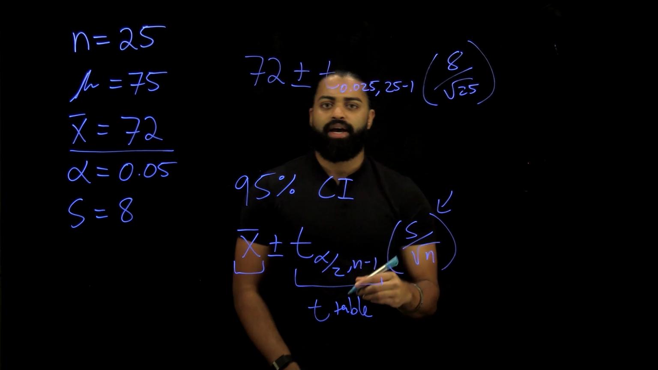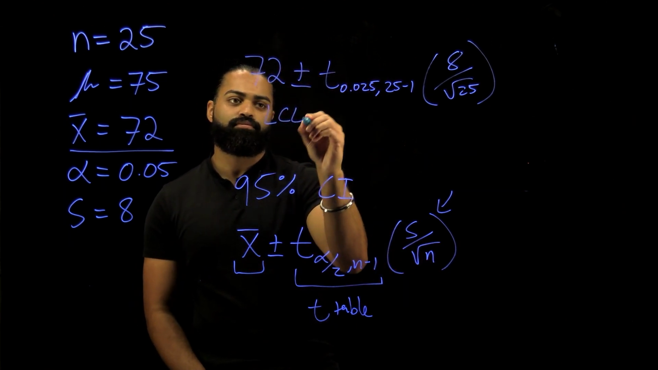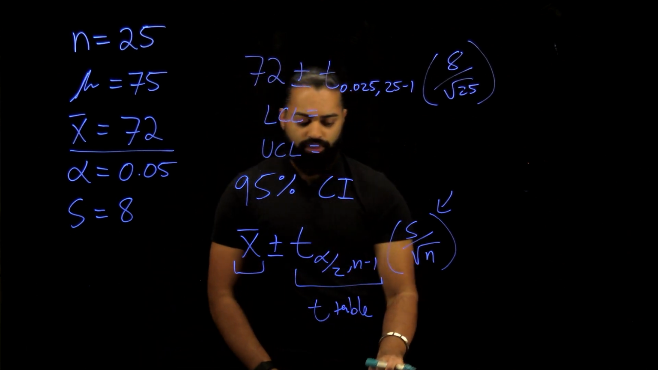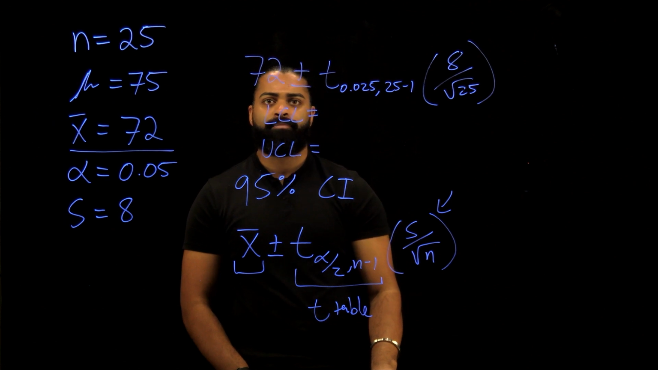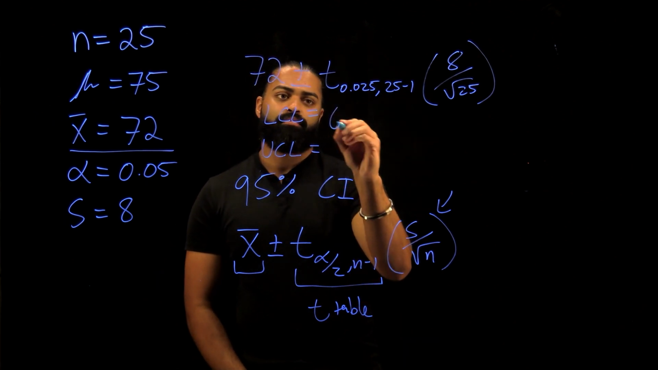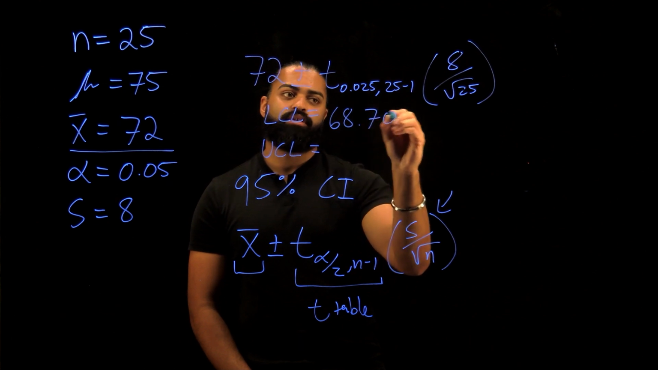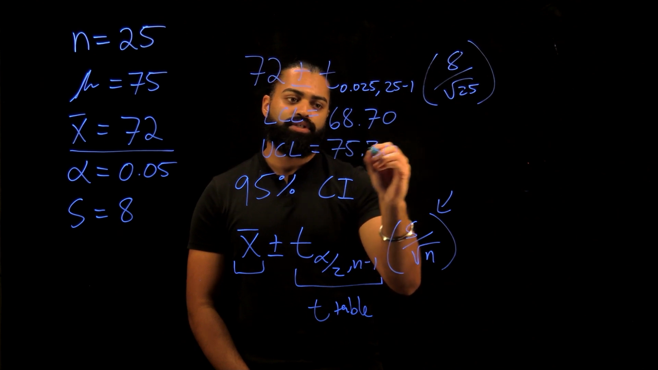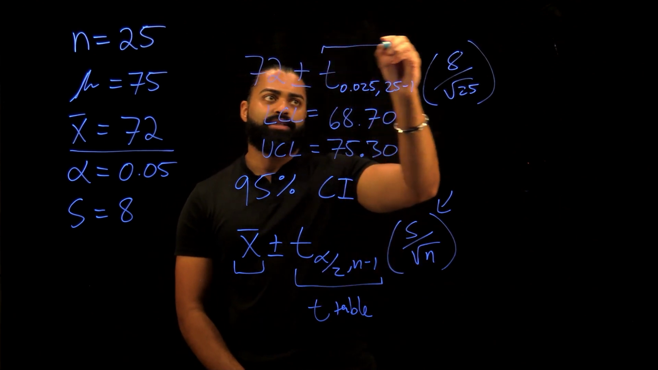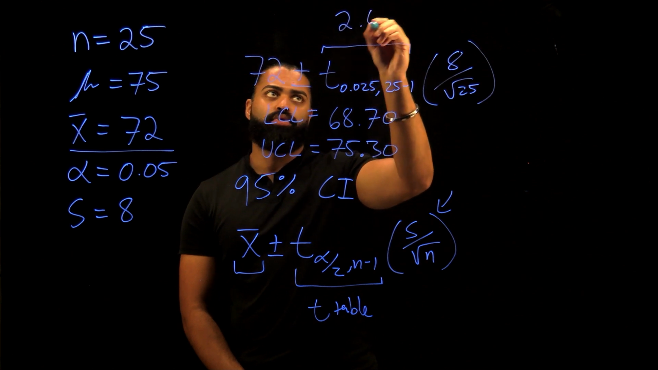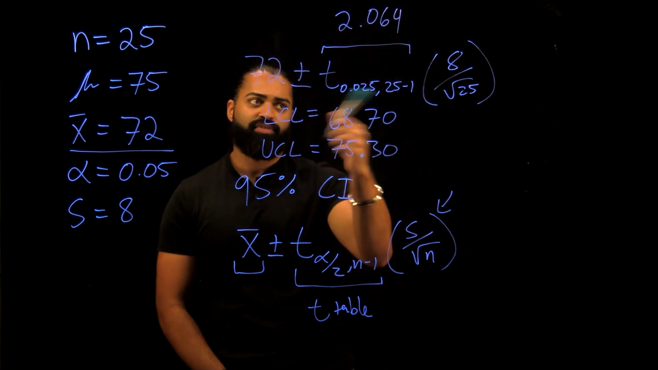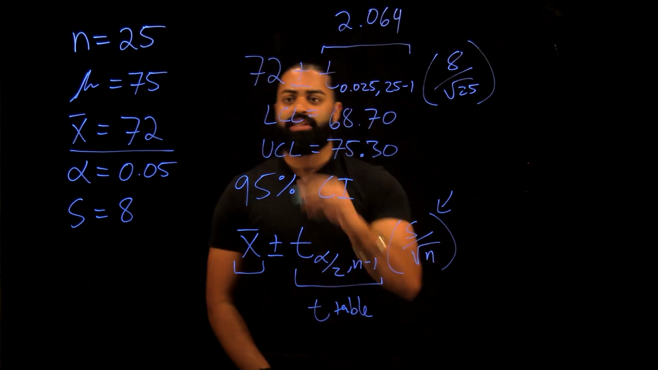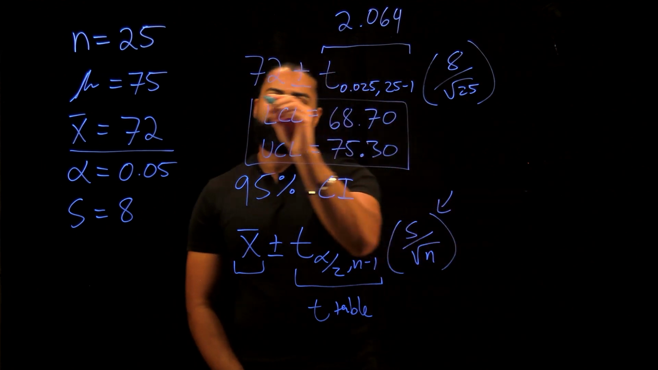Now after you do all this math, you're going to get your LCL and your UCL. With your LCL, the value that you should get is 68.70, and then the next one should be 75.30. Now if you're struggling finding this, it should be 2.064. So whatever this value is, you're going to look it up on the table, add it in here, and then go through the calculations. But this would be the LCL and the UCL.